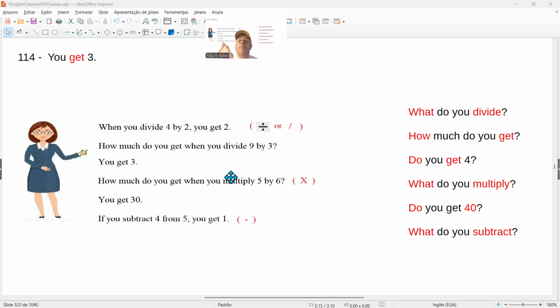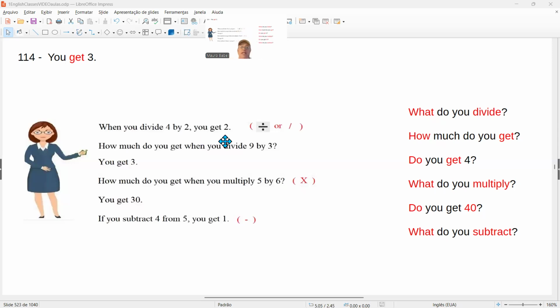When we multiply 5 by 2, né? Quando a gente multiplica 5 por 2, a gente tem quanto? 10, certo? Então a gente lembra, né? To divide, to multiply. Estamos só relembrando, que a gente já aprendeu isso lá atrás, né? When you divide 4 by 2, what do you get? You get 2.